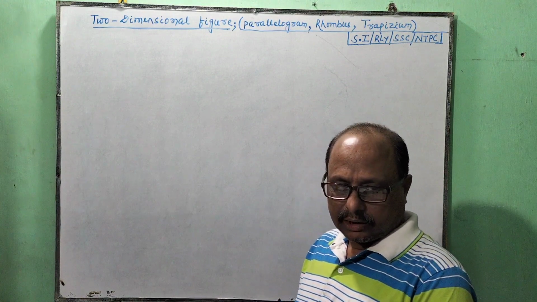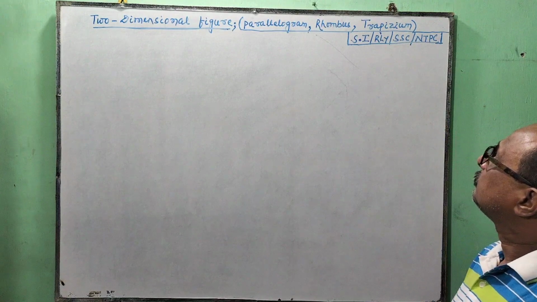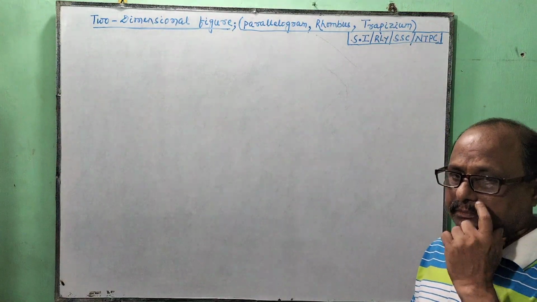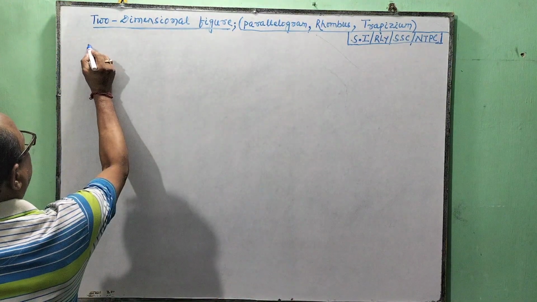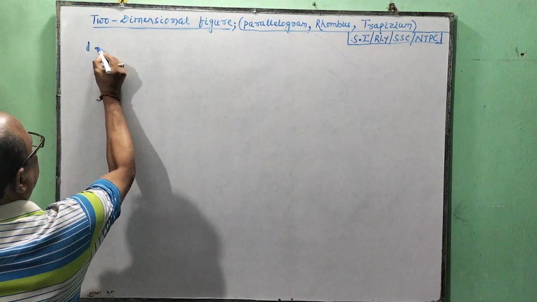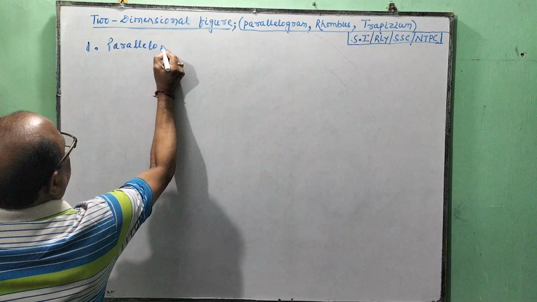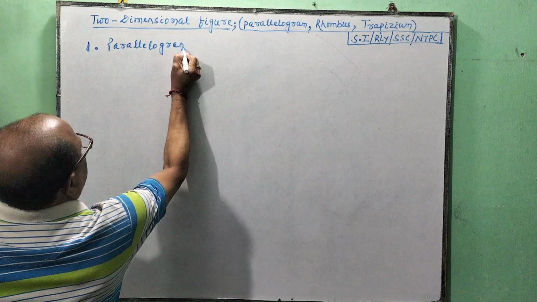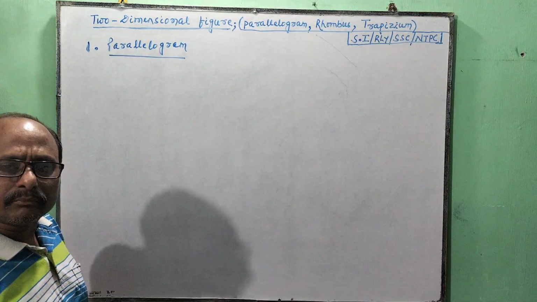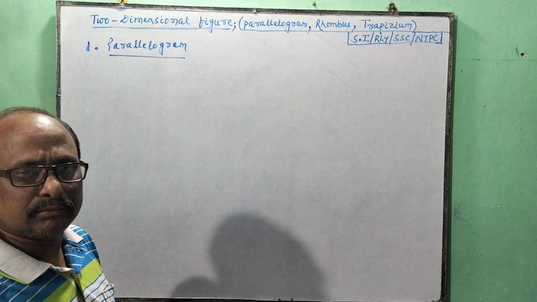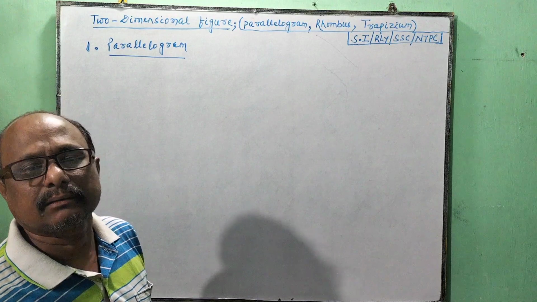So today our discussion subject will be parallelogram, rhombus and trapezium. So number one, parallelogram. What is the definition of the parallelogram? Now parallelogram is a quadrilateral whose opposite sides are parallel. Simple.